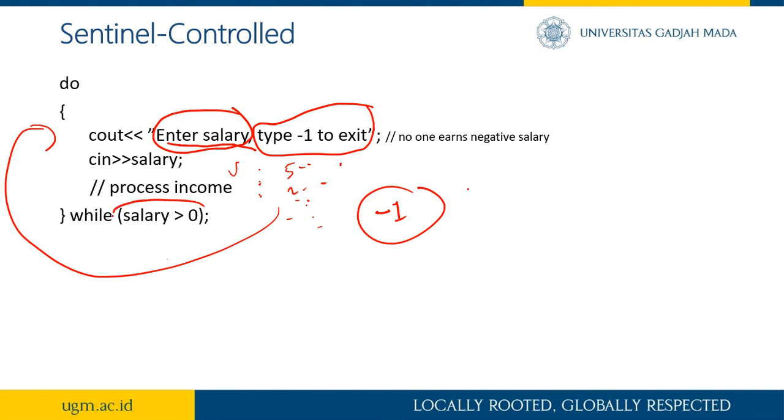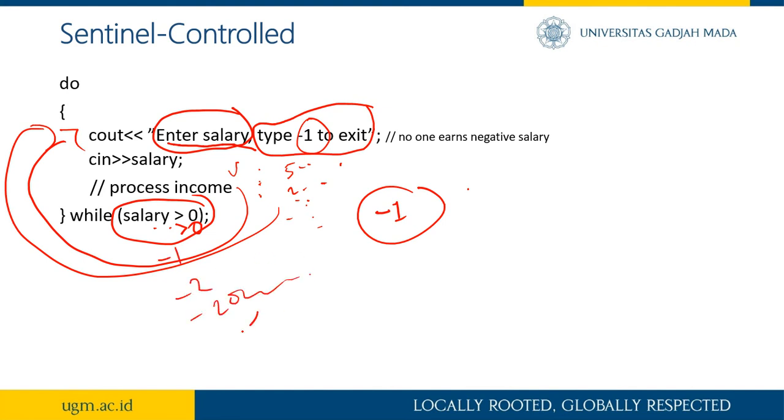This is the condition: while salary is more than 0, then I will repeat this looping. It doesn't really have to be exactly -1, you can write -1 or -2 or -2,000. It's okay, it will still exit from the looping because the condition is salary more than 0. So if the salary is 0, it will also exit from the looping.